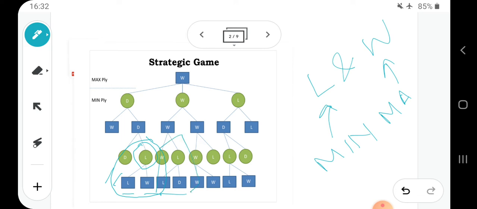Accordingly, in the other portion of the tree, between loss and draw, it has chosen loss because a draw is a better value than a loss. So the minimizing node will always look for the minimum value. Simultaneously, whenever the penultimate level is a maximizing level, then in this particular example we have one option as a loss and another option as a draw. Since a draw is a better option than a loss, the maximizing node has selected draw among the leaf levels.